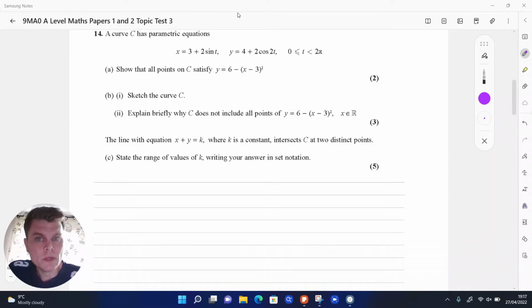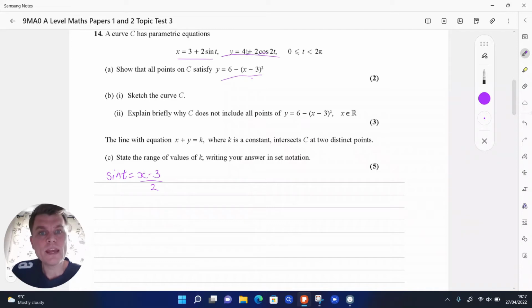Notice that this equation does not feature t at all. So essentially, we need to find a way of eliminating t from these two equations. The first one to deal with is this one, because we can easily rearrange it to find out what sine t is. If we start off with x equals 3 plus 2 sine t, that simply switches round to sine t equals (x minus 3) over 2.